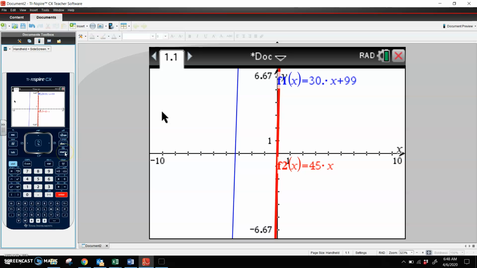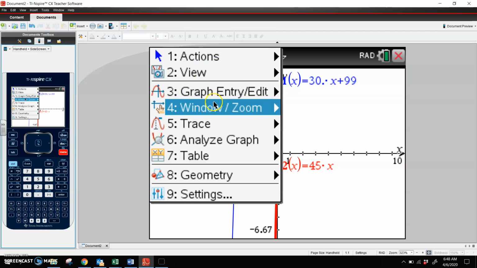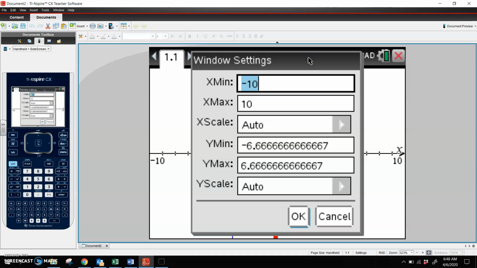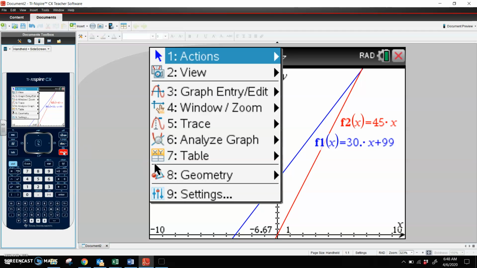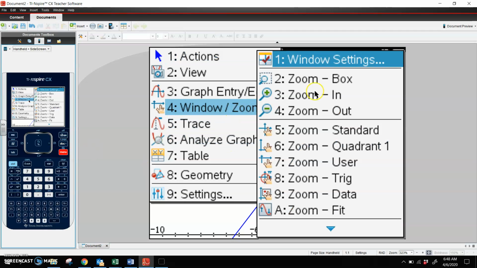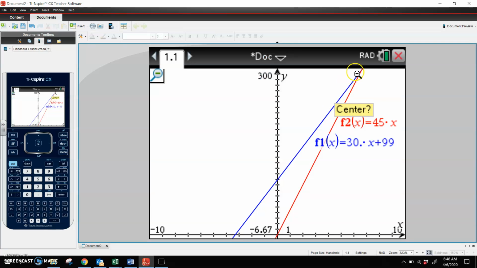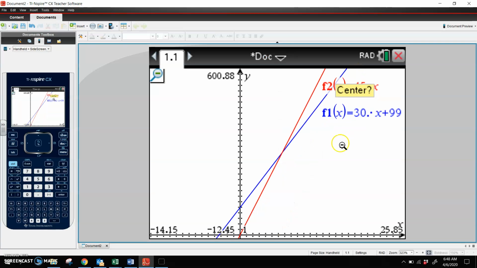I can either do this manually. If I do that, I would go menu, window zoom, window settings, again, X max. I don't know on that, I'm going to leave that, but my Y maximum, I know that the first equation crosses way up at 99, so I'm going to put like 300 to make sure it's high enough. So you can see when I change it manually like that, I can kind of see it. Another option is to go menu, window zoom, zoom out, and we just talked about in a different video, click close to that and you can see it nicely.